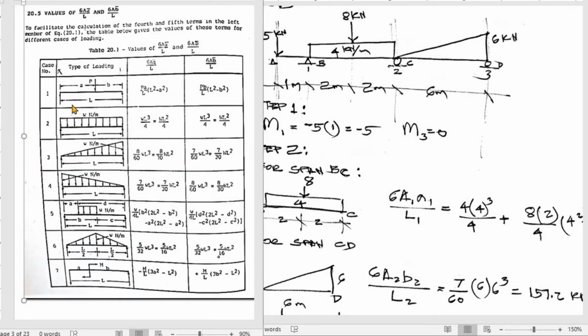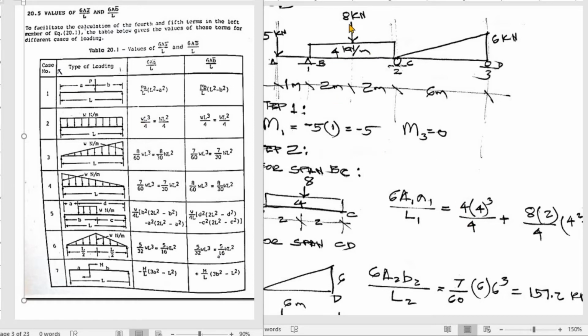Looking at table 20.1, so meron tayong uniform load, case number 2, tsaka concentrated load, case number 1. So, ang gagamitin natin sa concentrated load is case number 1, wherein A is simply equal to B. Okay, so, ito siya. Para sa uniform load, you have WL cube all over 4. So, we have 4 times 4 cube all over 4.